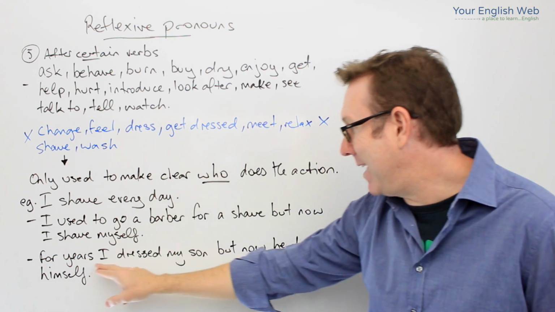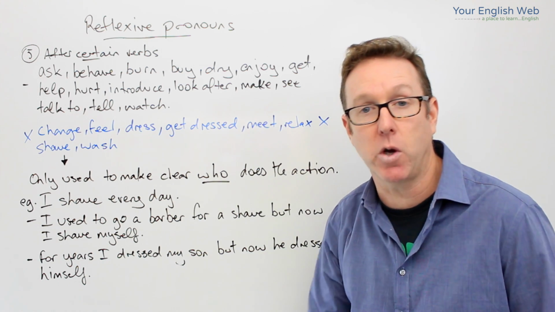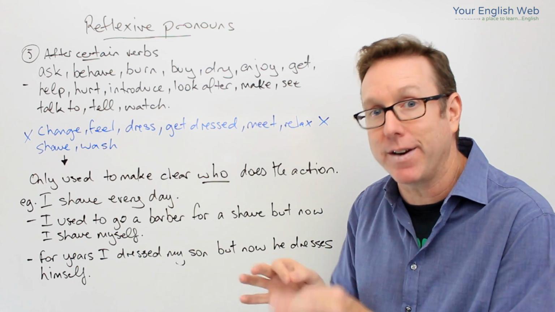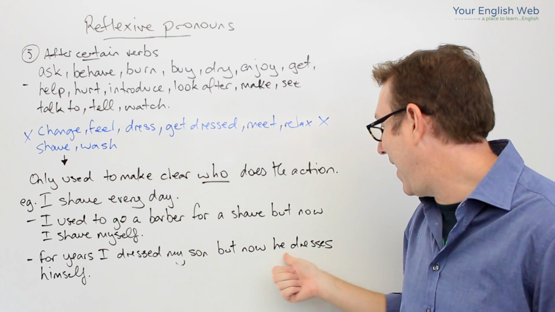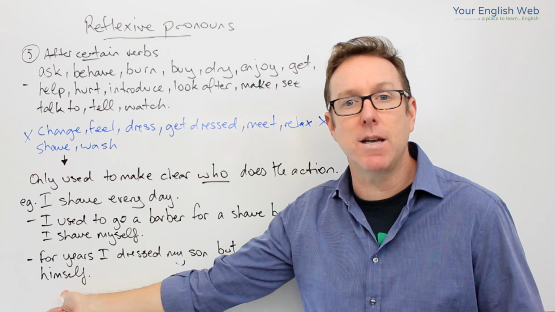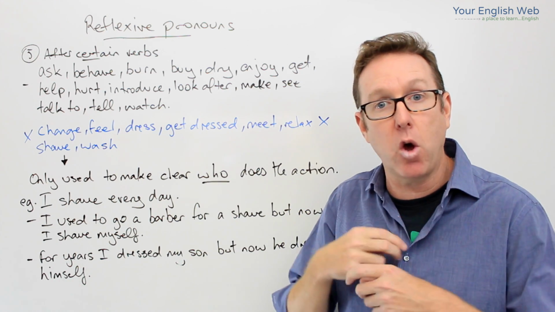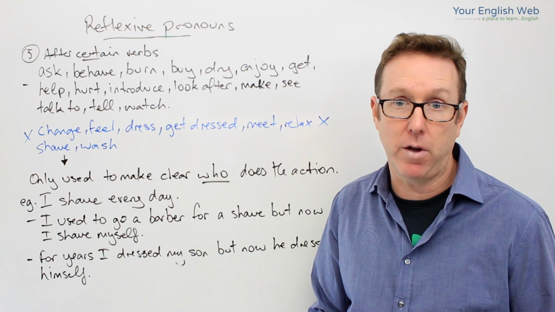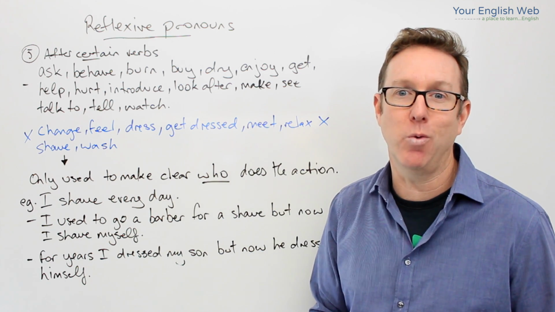Again, for years I dressed my son, because my son was very little, so I had to put his clothes on every day. So for years I dressed my son, but now he dresses himself because he's got older and he's able to put his clothes on himself. Okay, so those are the exceptions to the rules.